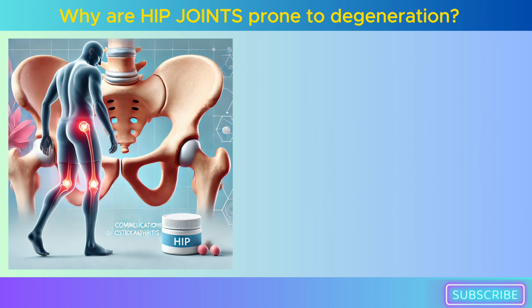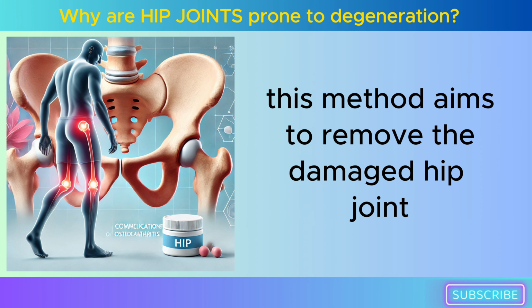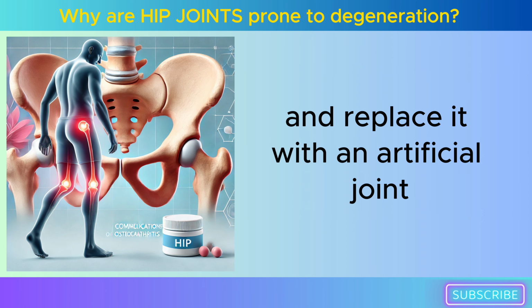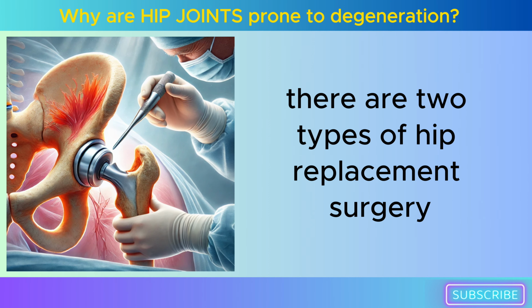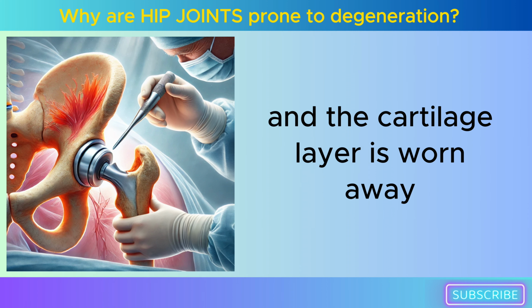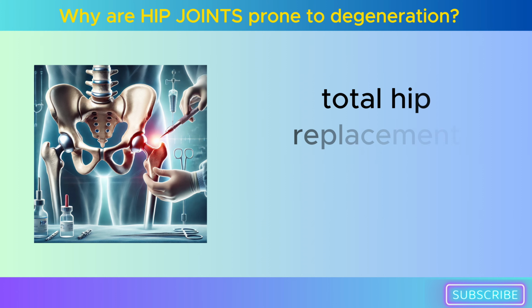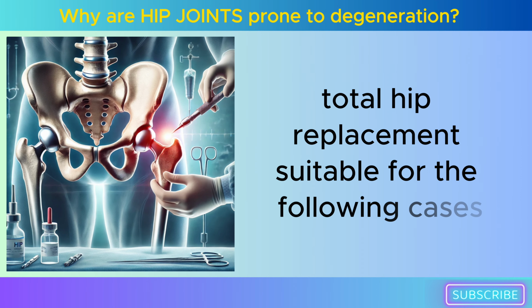Surgical methods for treating hip osteoarthritis. 1. Hip replacement surgery. This method aims to remove the damaged hip joint and replace it with an artificial joint. There are two types of hip replacement surgery. Partial hip replacement, indicated when the cartilage layer is worn away and the joint is only partially damaged. Total hip replacement, suitable for the following cases.